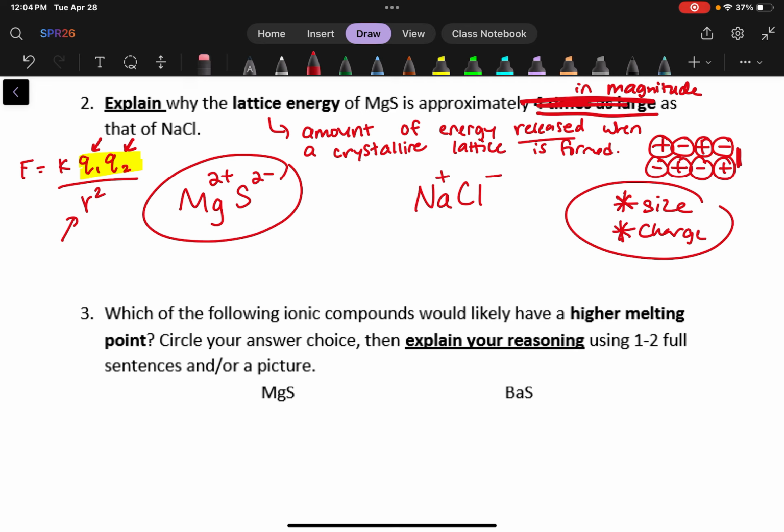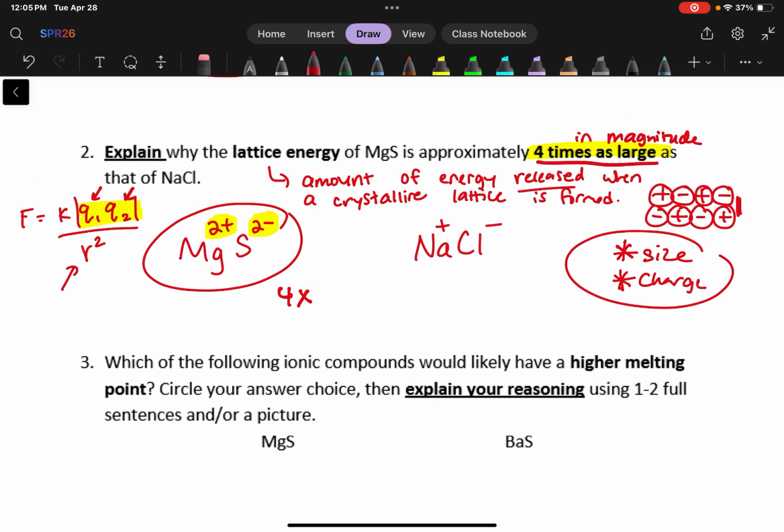Specifically, we can actually quantify how much larger. And we can say, that's because we have a higher magnitude of charge. How much higher? Well, 2 times as high, right? Because we're going to take, actually there should be some absolute value signs here. So we're going to take those 2's and multiply them together. That gives us a 4 times bigger lattice energy.